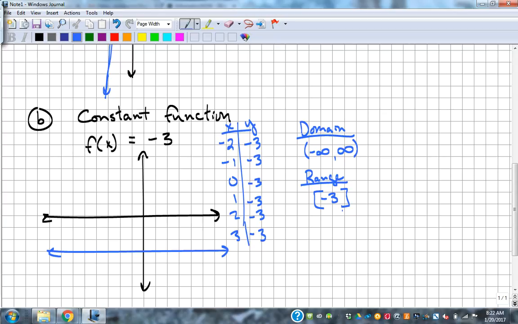And I want to bracket in -3. There's no other numbers that are in the range. It doesn't go up or down any other places. Whatever it's equal to is the range. Whatever number it's equal to is the range. And then, let's see. We'll do intercepts. It's an easy one. It's got a y-intercept at -3, so (0, -3).